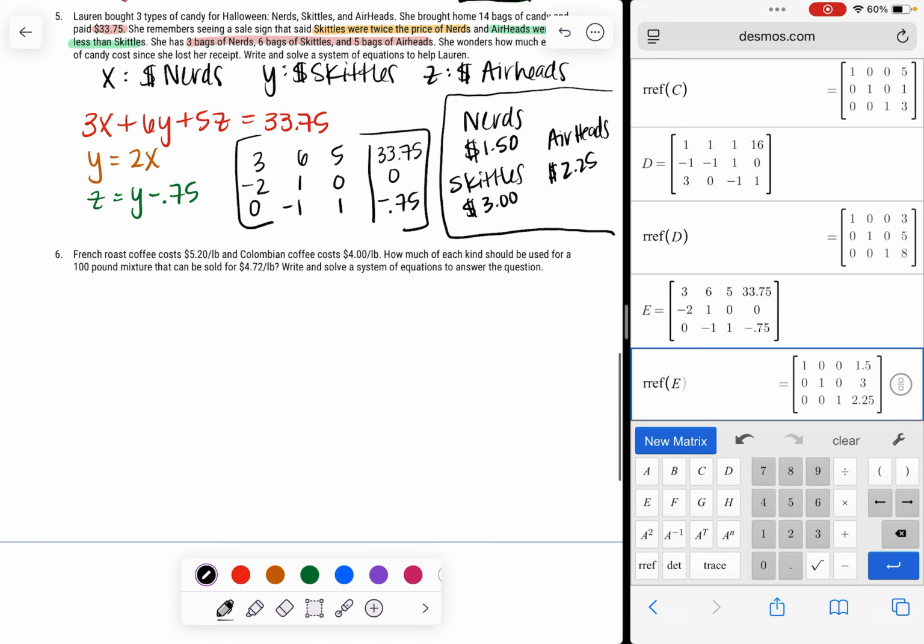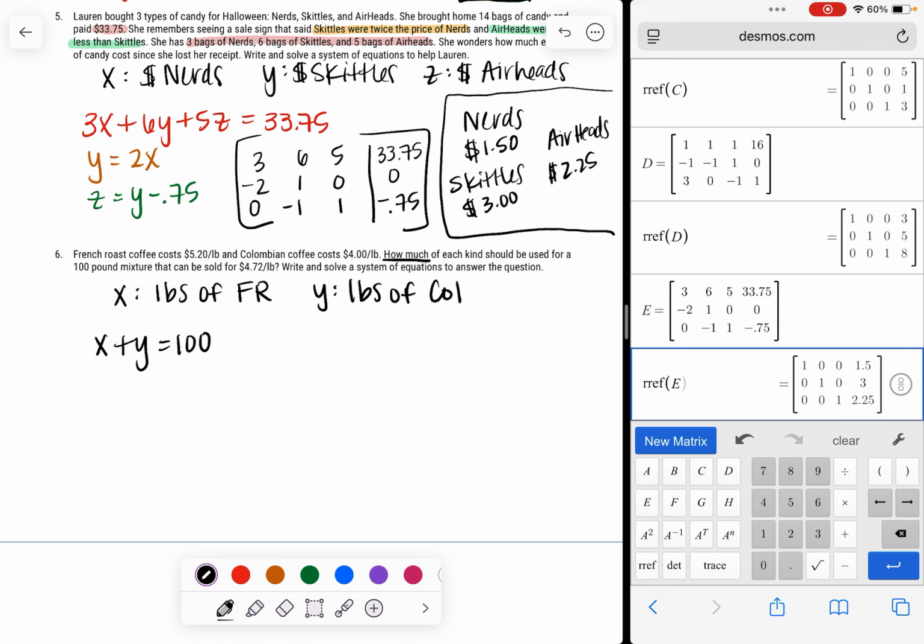Now, for the last problem that we're going to do. French roast coffee costs $5.20 a pound, and Colombian coffee costs $4 a pound. How much of each kind should be used for a 100-pound mixture? So basically, they want us to go in and see how much of each. So I'm just going to start off with pounds of French roast and pounds of Colombian. Just going to abbreviate it. And they said this is going to be a 100-pound mixture. So x + y = 100.